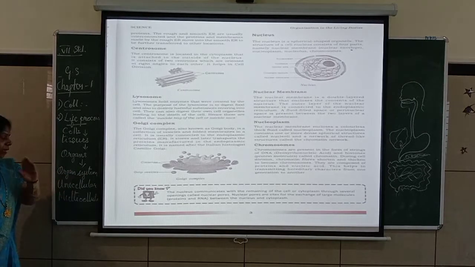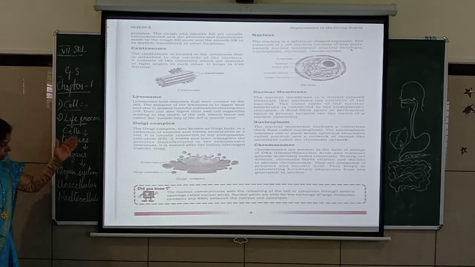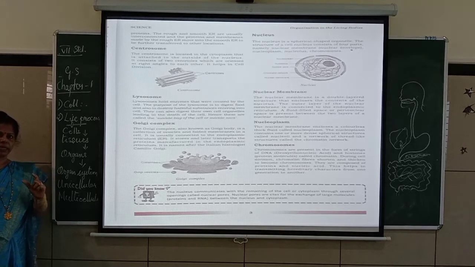So in higher organisms like us, we have all these things. Which ones? We have cells, we have tissues, we have organs and organ systems. All this put together is an organism, or a living body or a living being. Have you understood, children? Going to higher organisms.